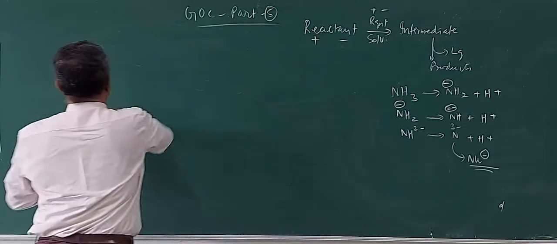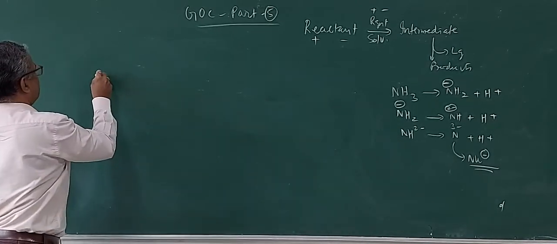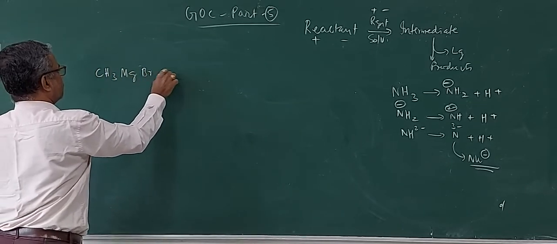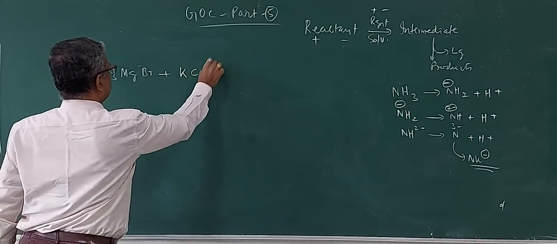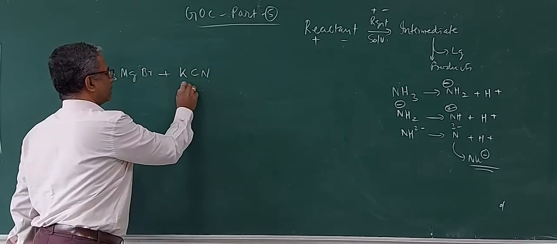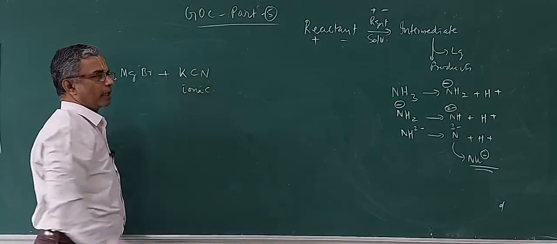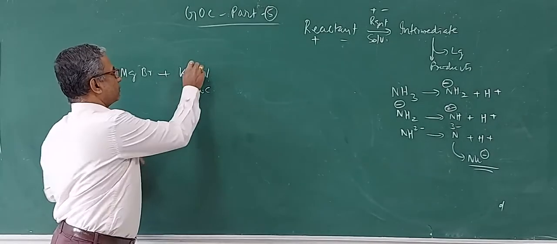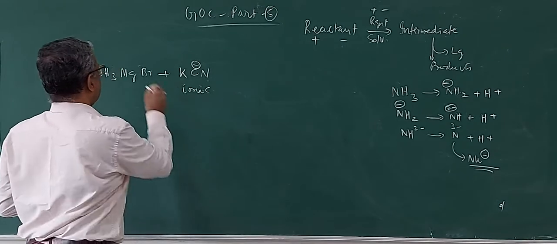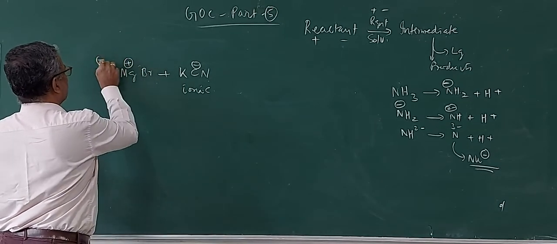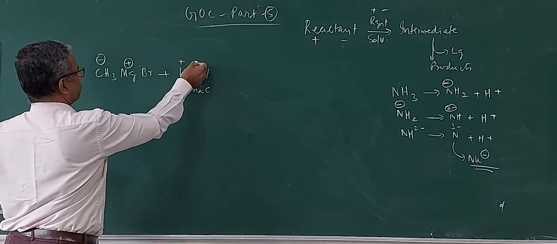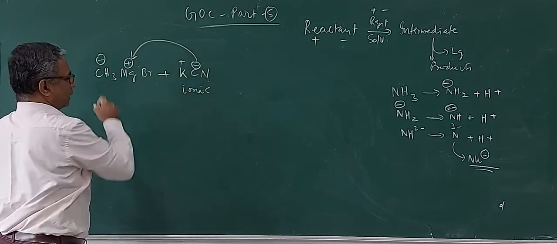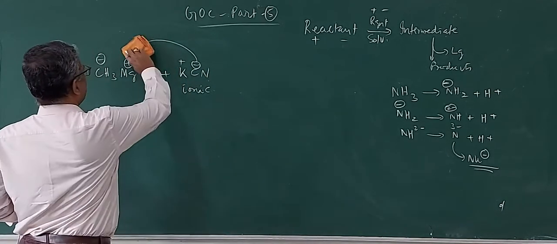Similarly, if you take, say for example, Grignard reagent plus KCN, remember this is an ionic compound, because K is a more electropositive element and CN minus will be the nucleophile. So again you will have plus here and minus here. This minus will come and get attached to this and K will get attached to this. So this cyanide.